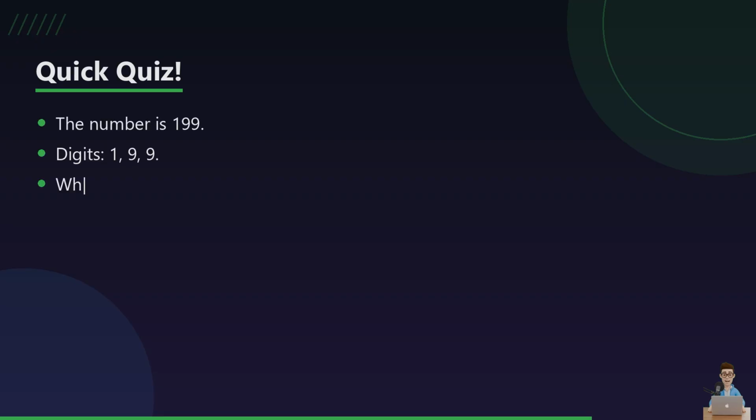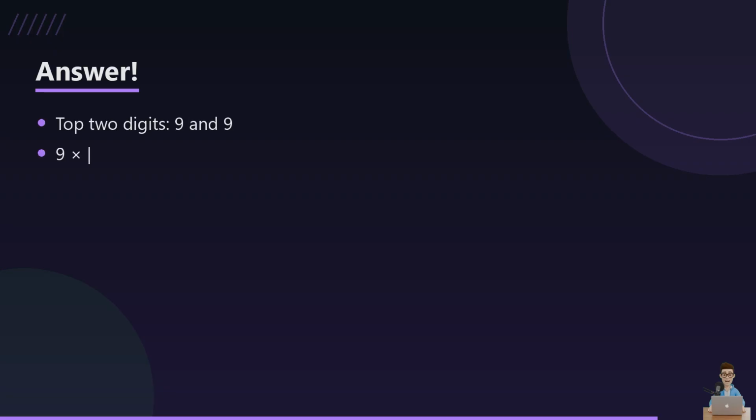Quick quiz time. If our number is 199, what's the maximum product of two digits? Pause the video and work it out. Take a second. What are the two biggest digits here? It's 81 because 9 shows up twice and each 9 is a separate digit we can pick.